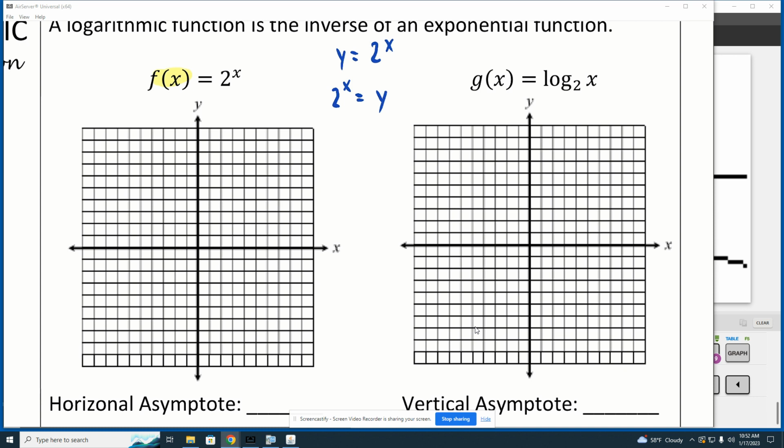Y'all remember when we studied inverses the very first day of this 9 weeks? How did we say we found inverses? We switched x and y and solved for y. Here's the point. If I switch x and y here, that'll change this to 2 to the y equals x, correct? If this is an exponential equation, how do I solve for y?